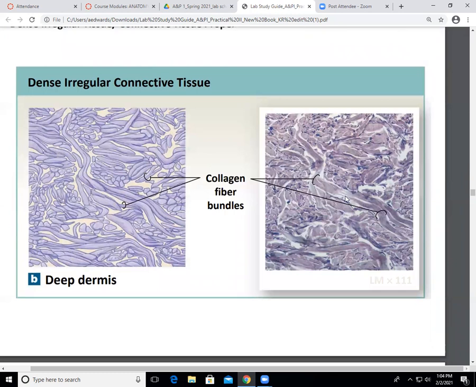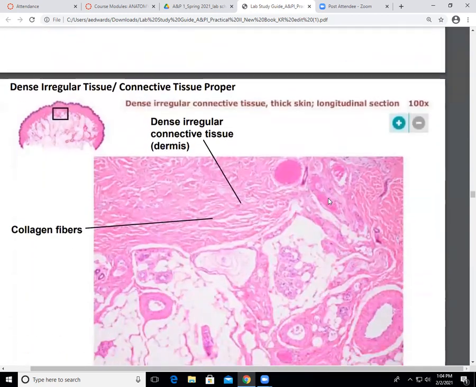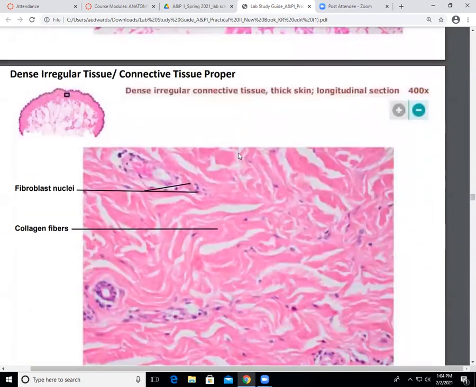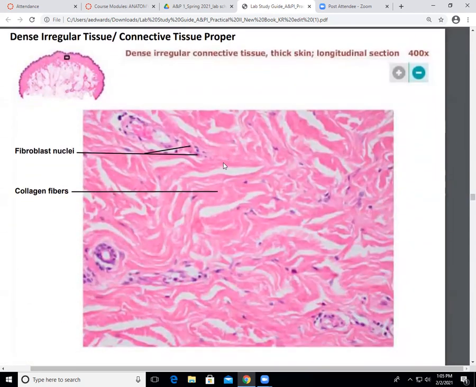All right. Another view. Dense irregular. You get these bundles of collagen fibers, but again, just not in a regular pattern, right? You don't see the waves. Okay, here's that low power. Okay, you can see the collagen fibers again, not in a regular pattern.